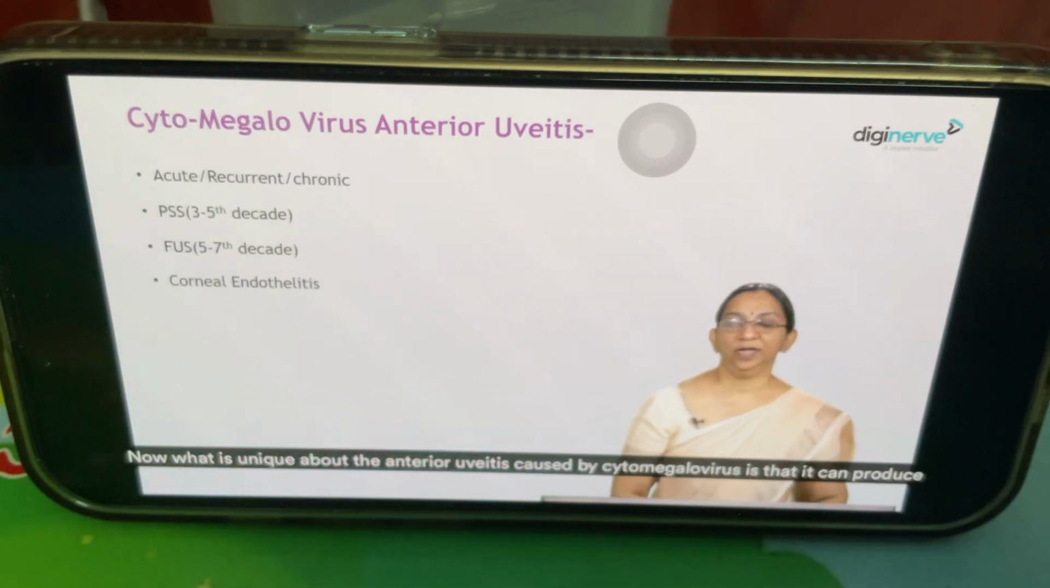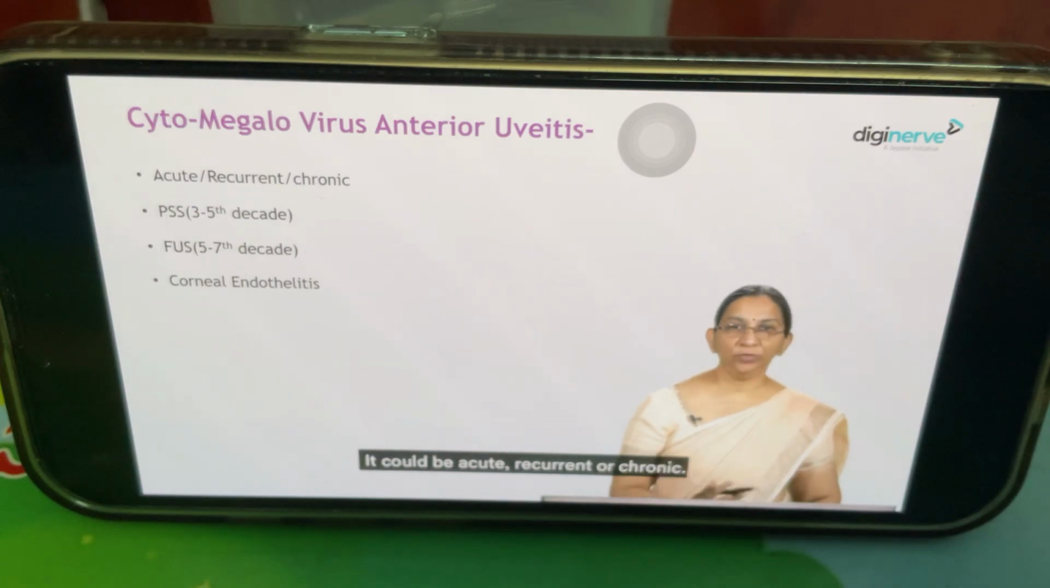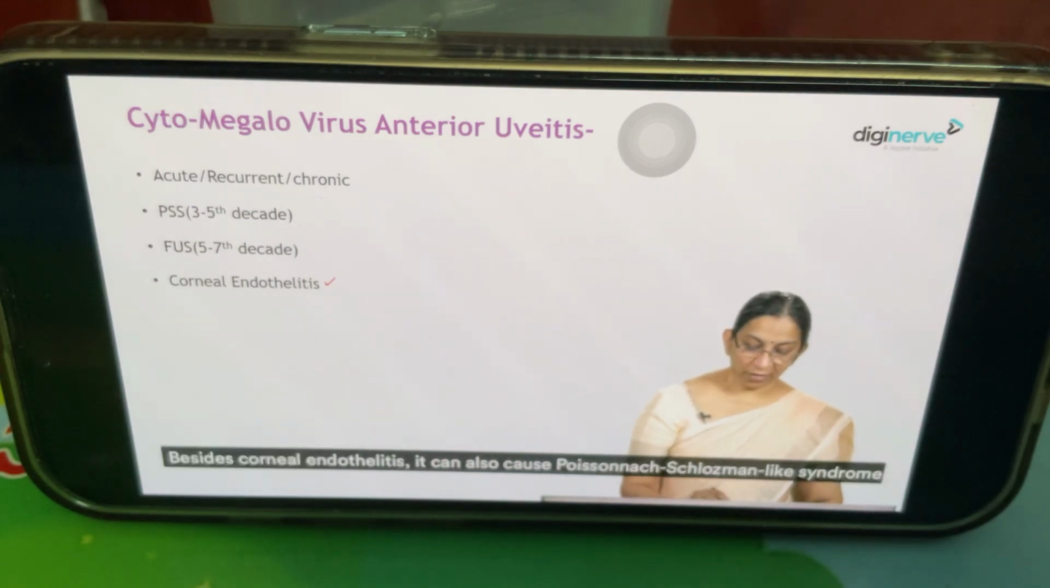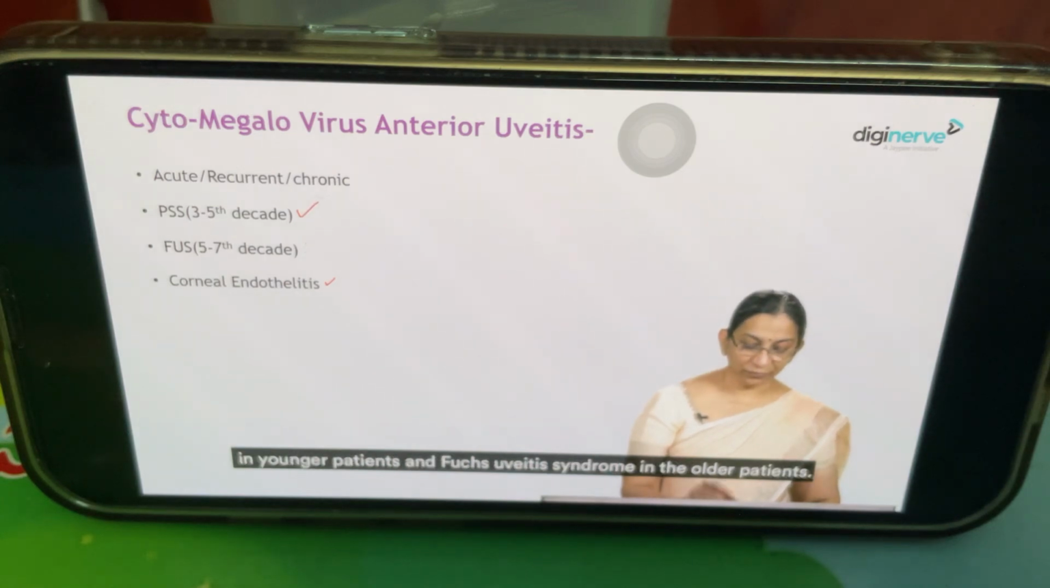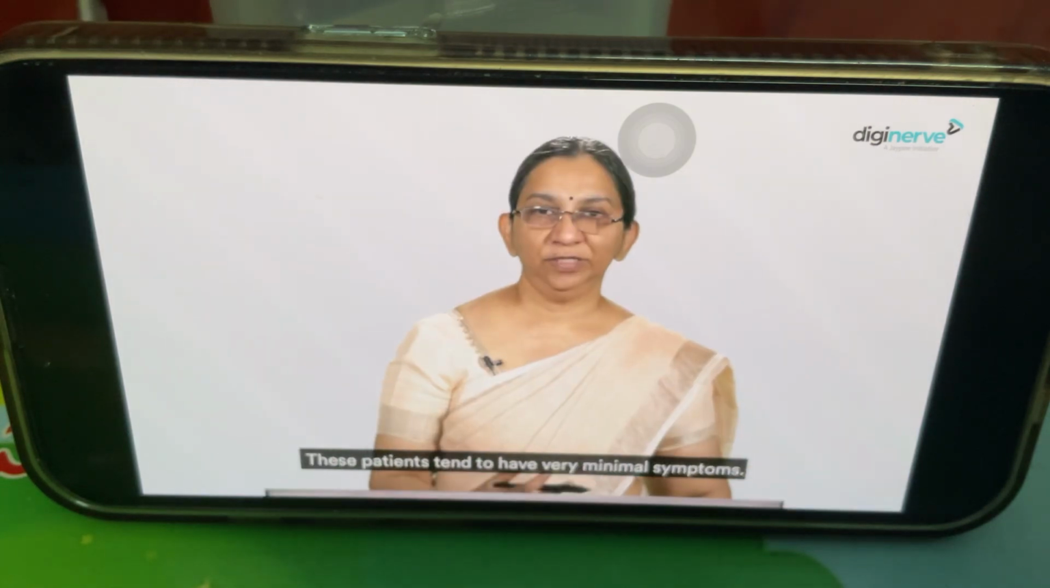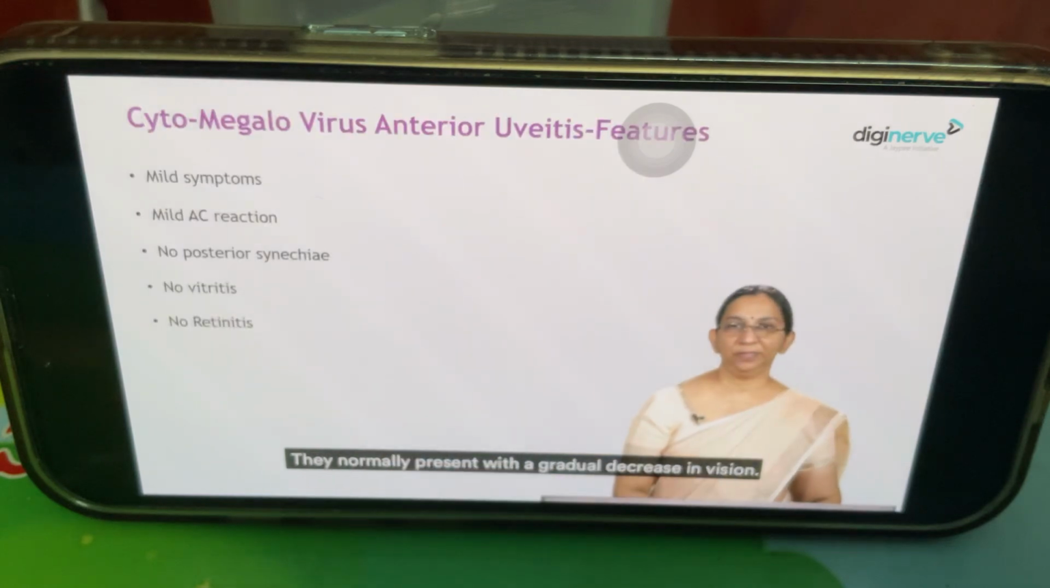Now, what is unique about the anterior uveitis caused by cytomegalovirus is that it can produce any pattern of anterior uveitis. It could be acute, recurrent, or chronic. And besides corneal endothelitis, it can also cause Posner-Schlossman-like syndrome in younger patients and Fuchs uveitis syndrome in the older patients. These patients tend to have very minimal symptoms. They normally present with a gradual decrease in vision. They don't have much pain, redness, or photophobia.